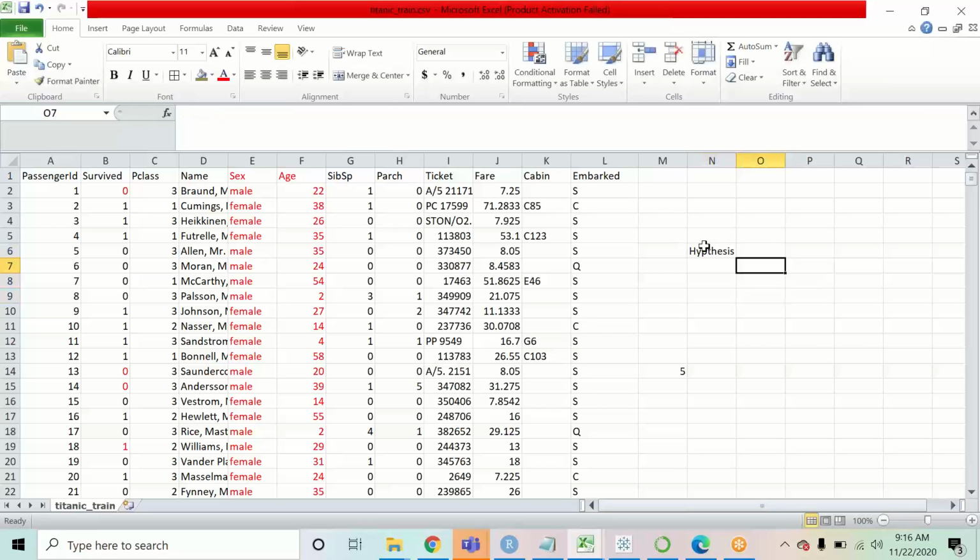Hypothesis. My null hypothesis is that my salary is not dependent on experience, and my alternate hypothesis is that salary is dependent on experience. This is something that I have to prove.